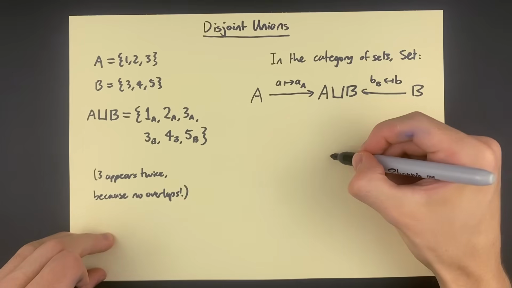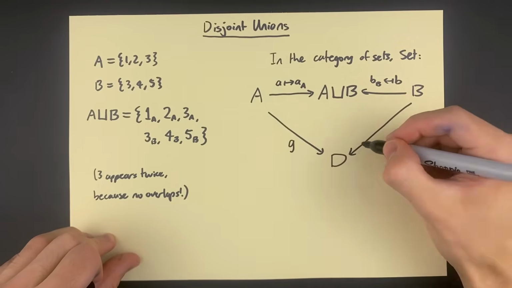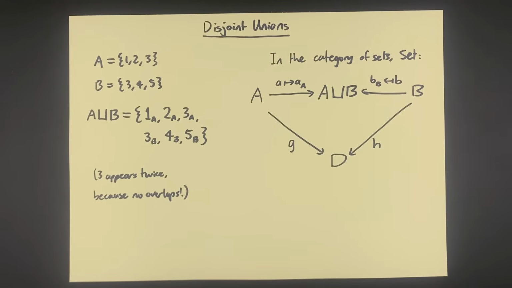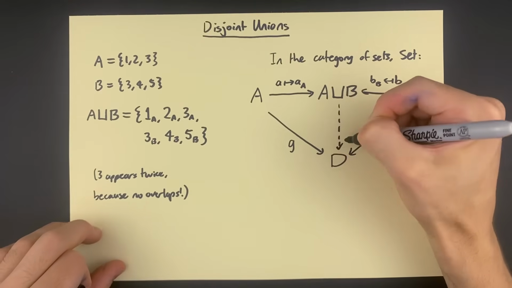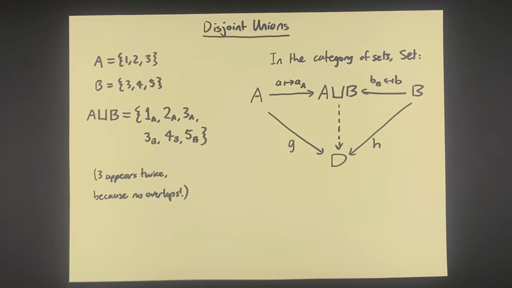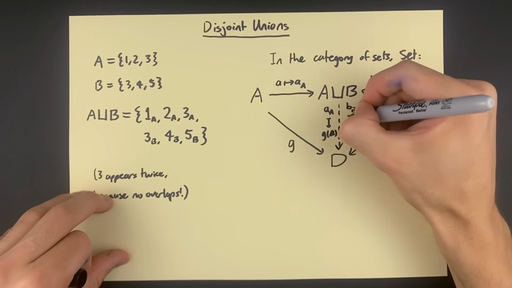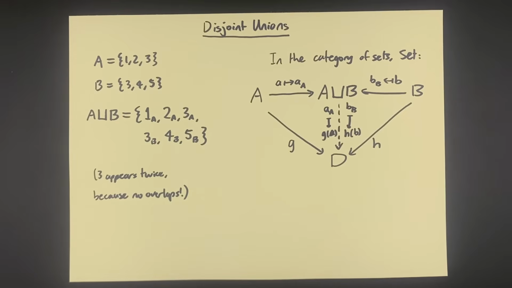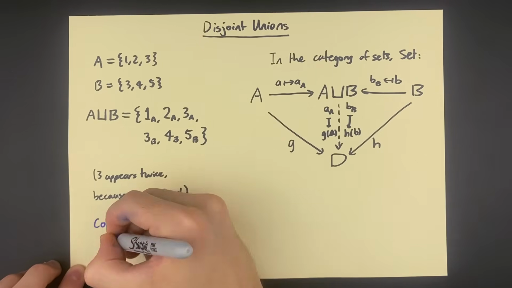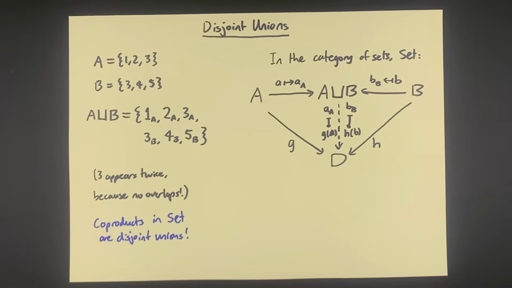Let's check. If I have another set D with functions coming from A and B, I want there to be a unique function from the union of A and B to D commuting with these functions. But of course there is. A function on the union of A and B is just a pair of functions on A and B individually. So in the category of sets, all coproducts exist and are given by the disjoint union.